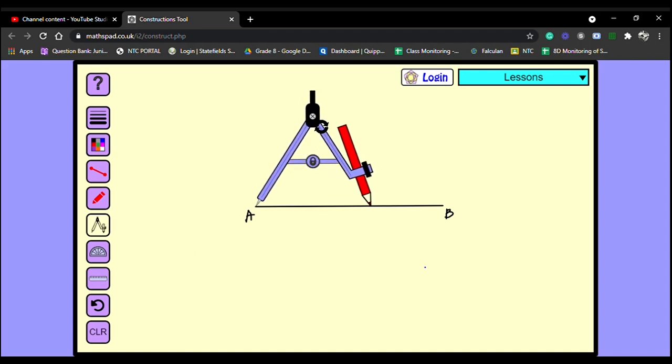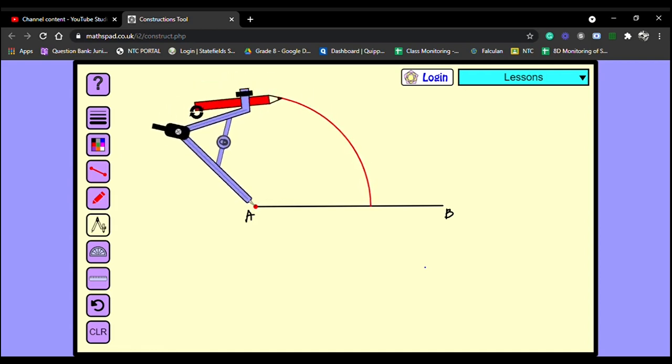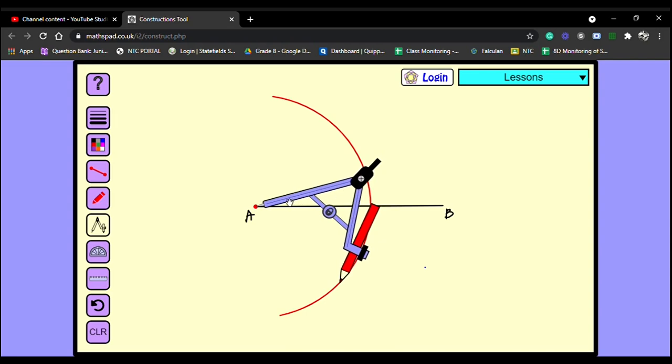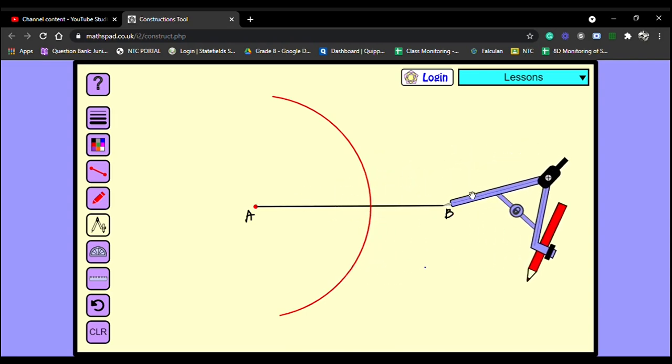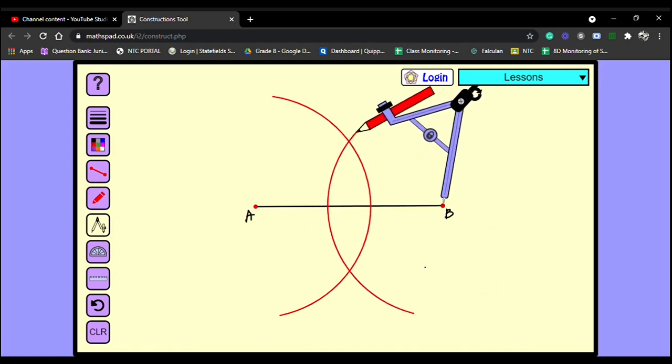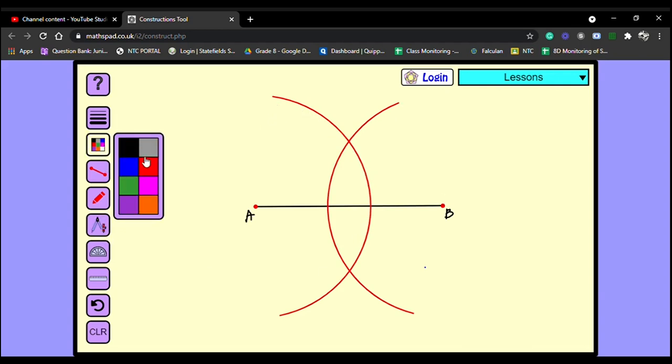So the next thing that you need to do is to draw a semicircle. After that, you need to transfer your needle on point B and draw another semicircle here. So as you can see, there are intersections between our semicircles. We can connect these 2 points. So we have here this point up to this point.